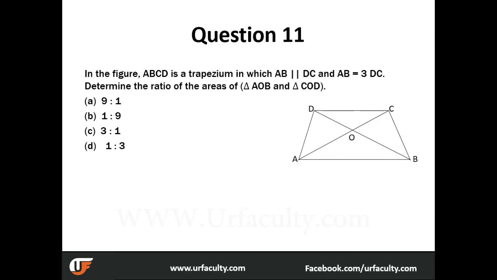The figure ABCD is a trapezium in which AB is parallel to DC and AB is equal to 3 DC. Determine the ratio of triangle AOB and triangle COD. AOB is one triangle and COD is the other triangle.